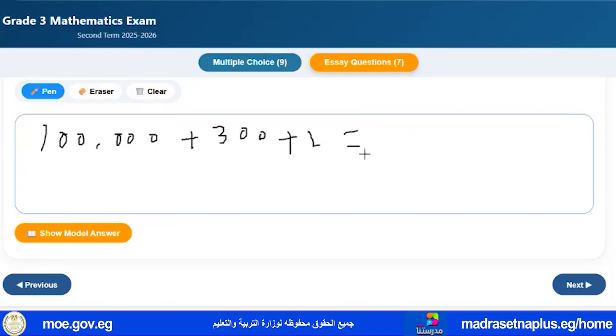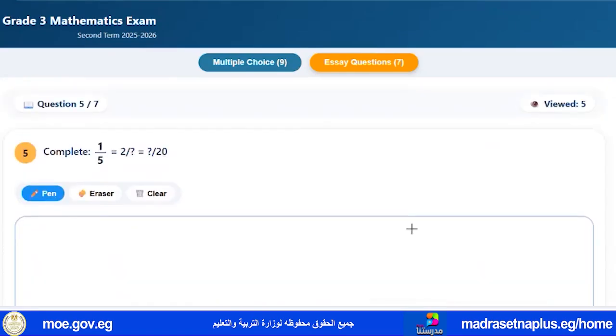Let's start in ones. We have 1. In tens, there is no tens. Let's put 0. In 100, we have 3. What about 1,000? 0. 10,000? 0. 100,000? 1. So this is standard form of 100,301. Okay, let's erase it. Let's see if we have another number.